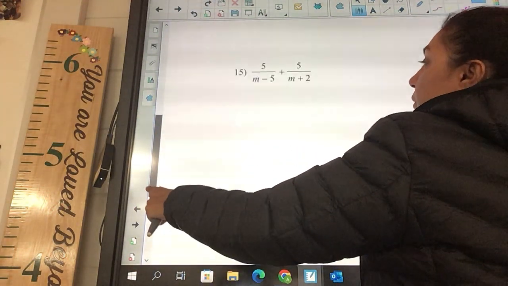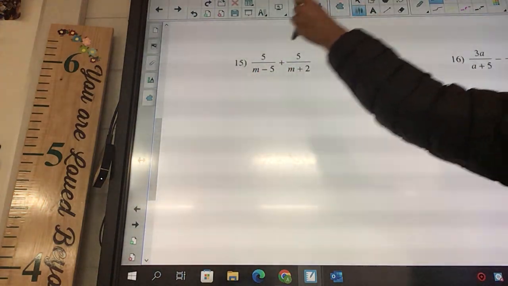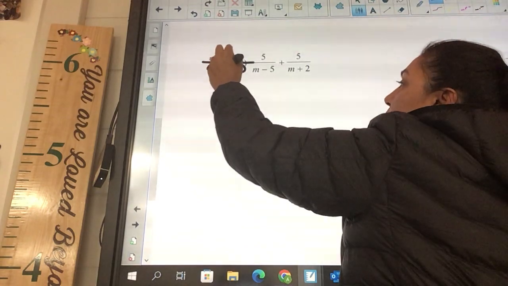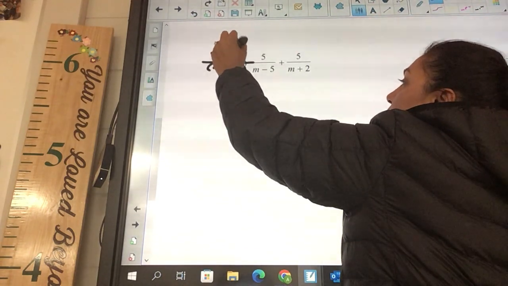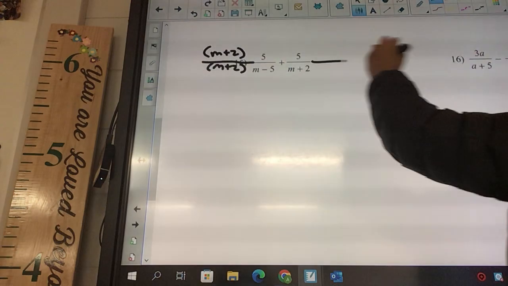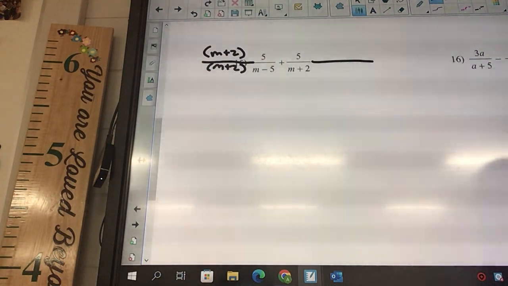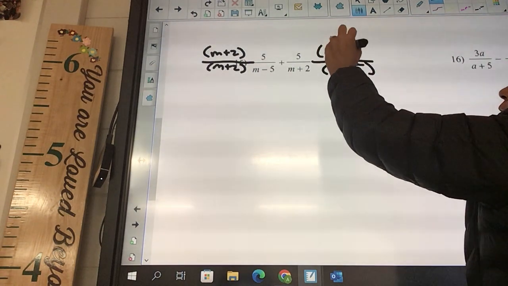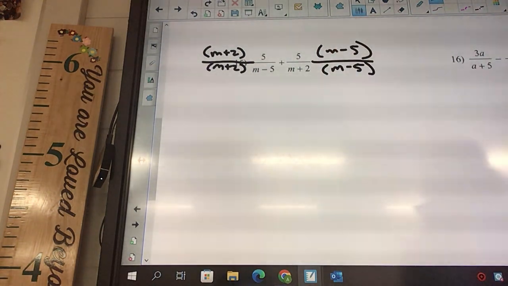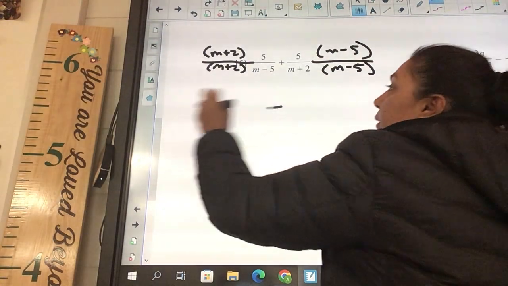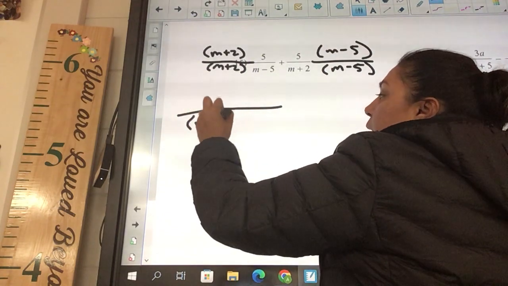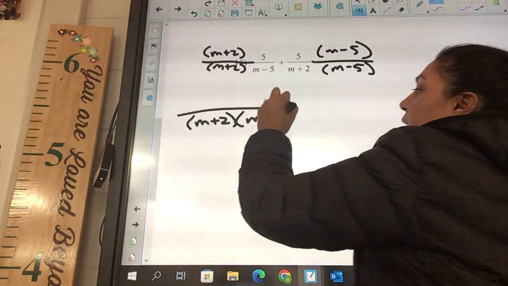Okay, last one, 15. What am I going to be multiplying my first one by? N plus 2. N plus 2. What am I going to be multiplying my second one by? N minus 5. What is going to be my new denominator? N plus 2, n minus 5.